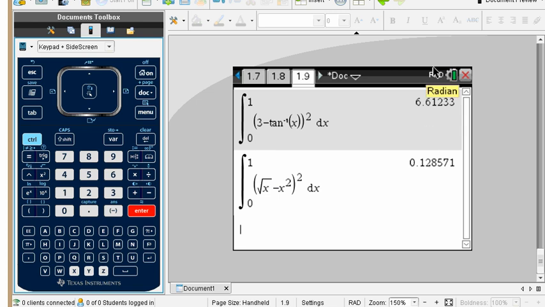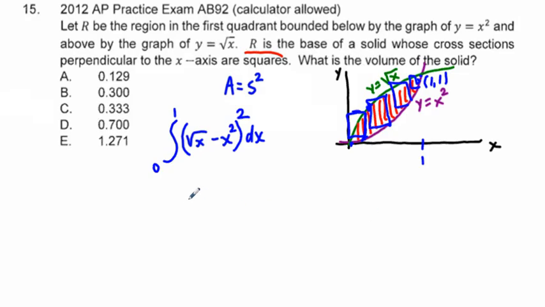0.128571. And so if we round off to the first three places, we're going to have 0.129, which is our answer choice A.